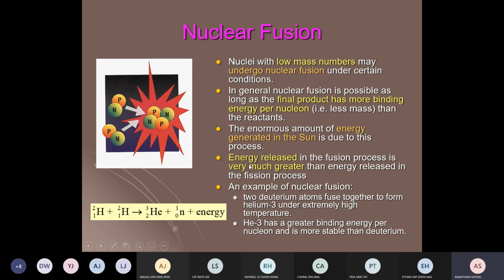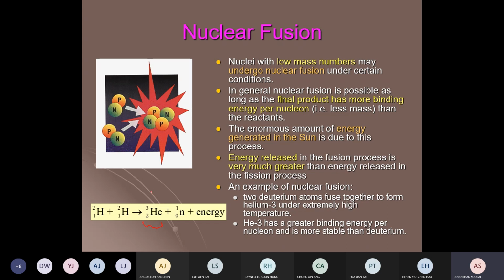So that's why the energy release in the fusion process is very much greater than the energy release in the fission process. Okay. So this is one example of fusion. Let's say hydrogen changed to helium. If hydrogen changed to helium, definitely helium will have a greater binding energy per nucleon.